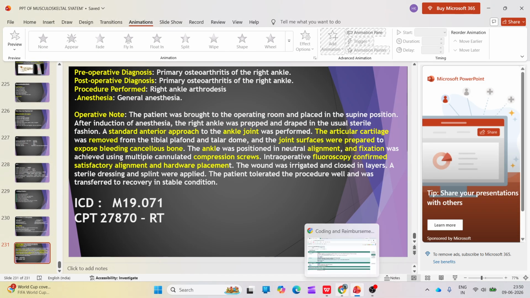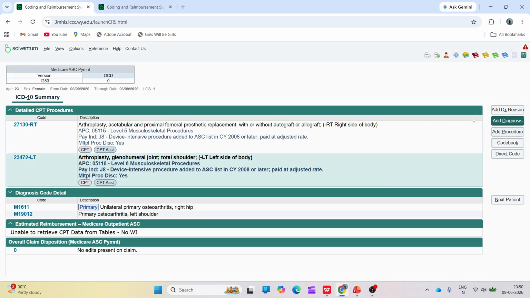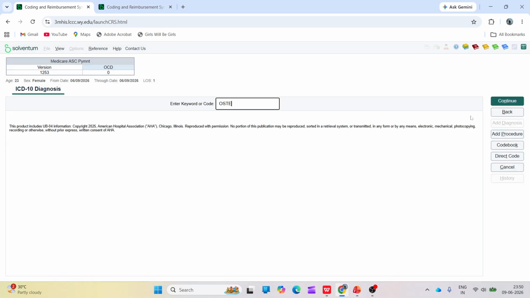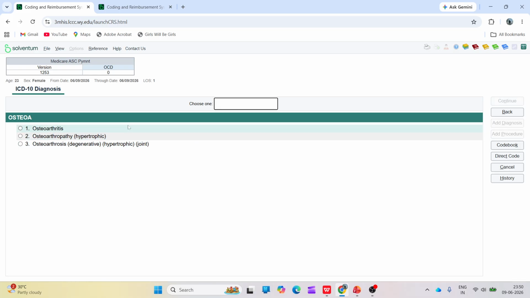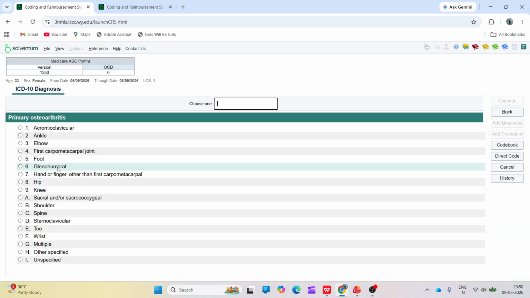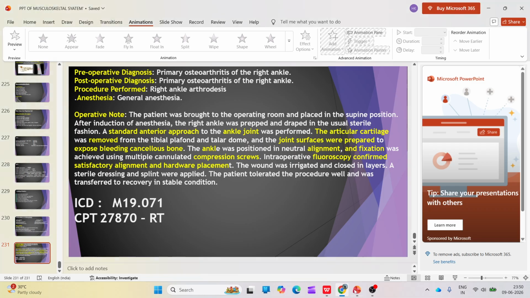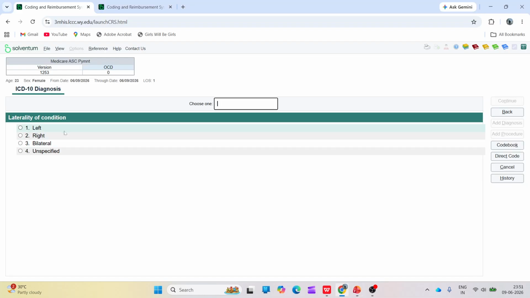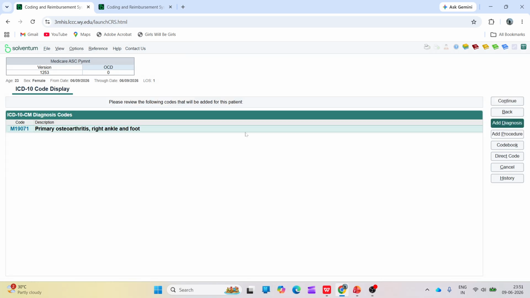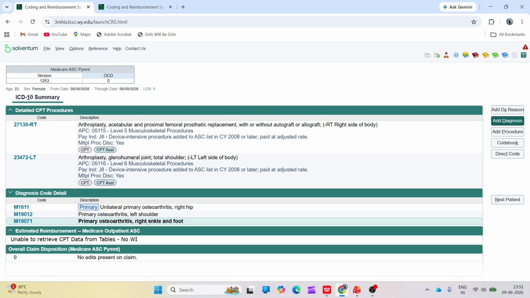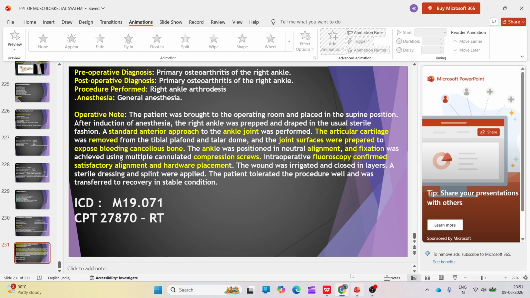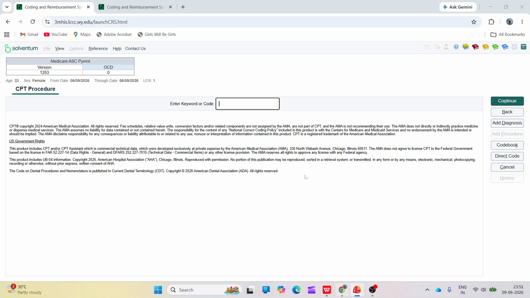First, osteoarthritis, primary. It's an ankle. Which side? Right side. M19.071 is the ICD for primary osteoarthritis, right ankle and foot. The procedure is an arthrodesis, right ankle arthrodesis.